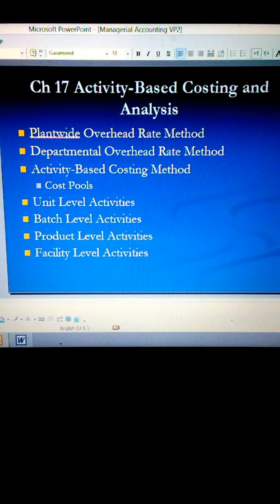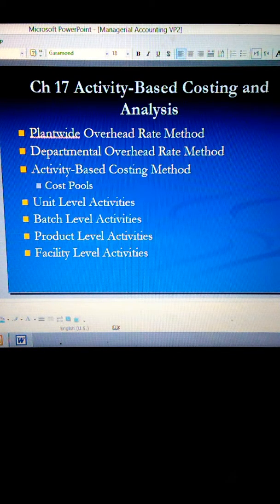Chapter 17 is about activity-based costing and begins by exploring 3 alternative methods of overhead allocation: plant-wide overhead rate method, departmental overhead rate method, and activity-based costing method. The plant-wide method combines all overhead costs into a single rate, usually based on direct labor hours, machine hours, or direct labor costs. Whereas the departmental method traces overhead costs based on departmental function.